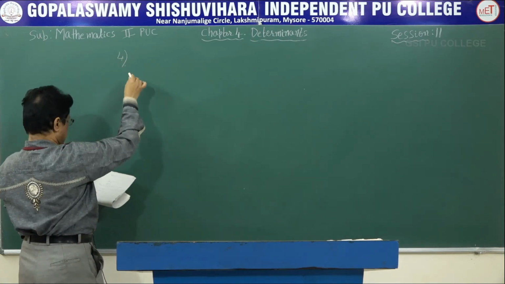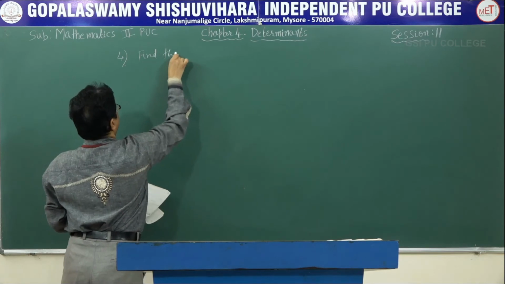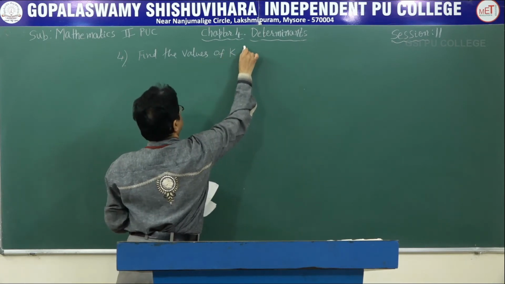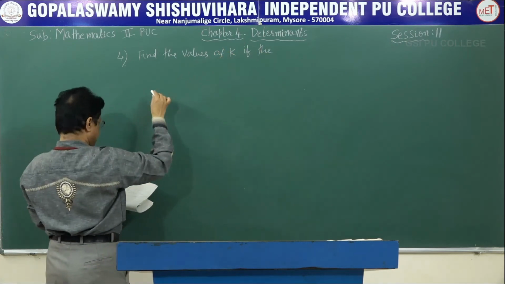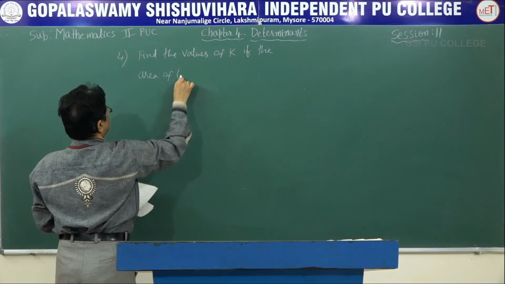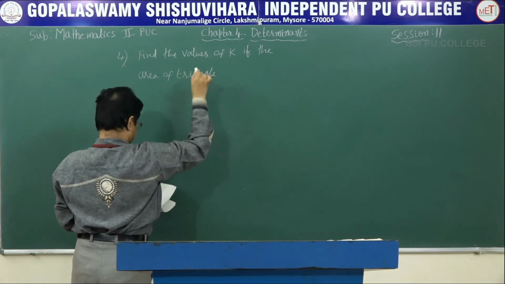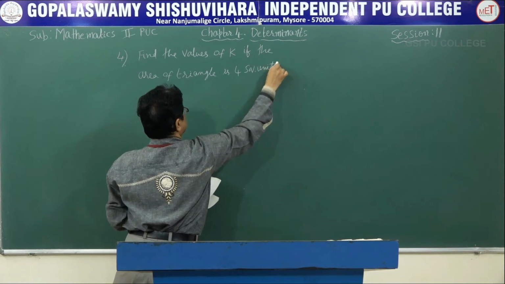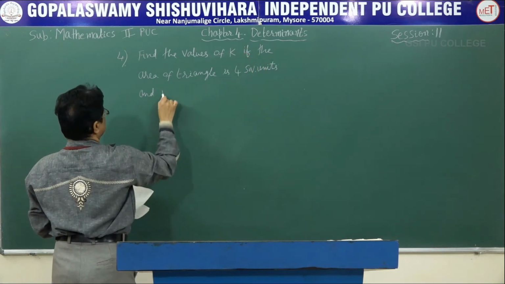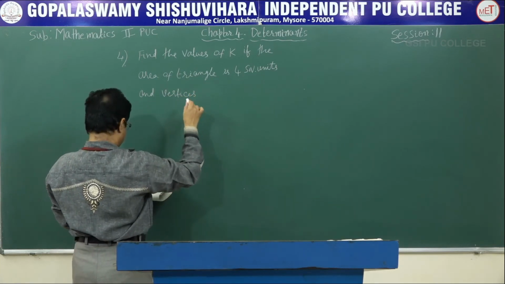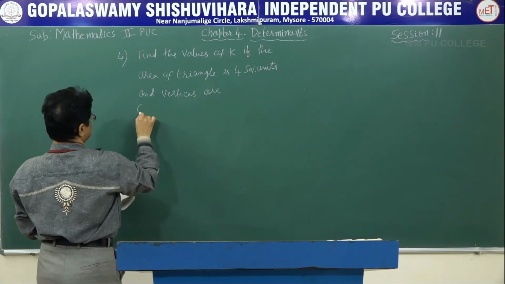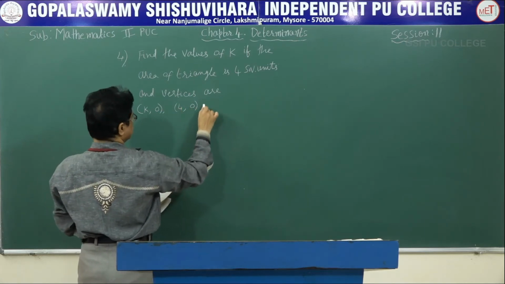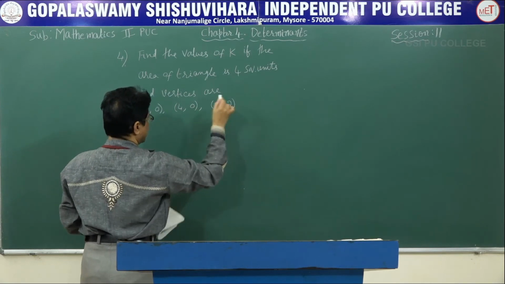Next problem, find the values of K if the area of triangle is 4 square units and vertices are K comma 0, 4 comma 0, 0 comma 2.